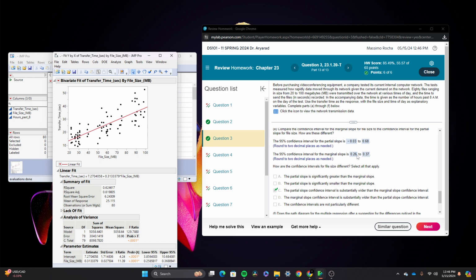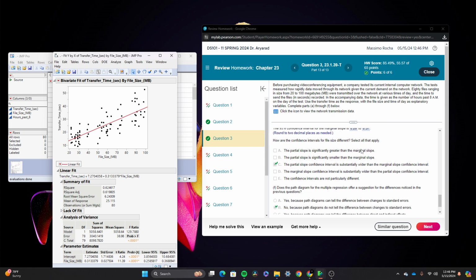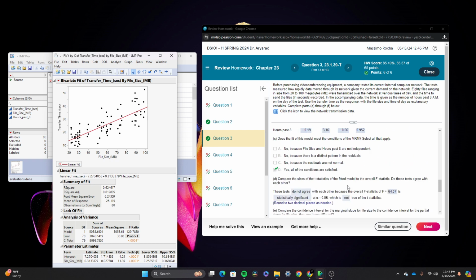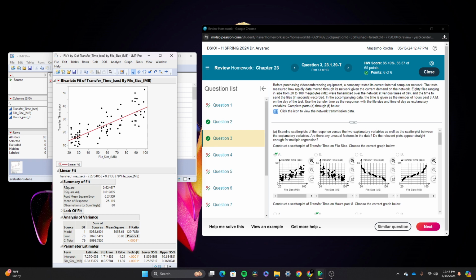And if you look at them, to answer this part, look at the difference. This one is much closer compared to this one. This is very wide. The partial slope has a much wider difference compared to the marginal slope. So that's how I got that answer right there. Just compare these two. And then lastly, this part. No, because the path diagrams do not tell the difference between changes to the standard errors. So that is how to do this question for chapter 23. We'll be moving on to the next.